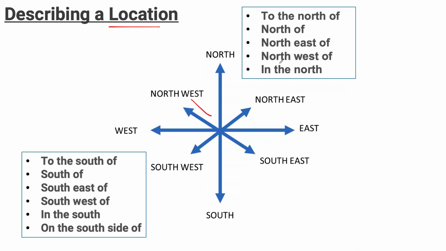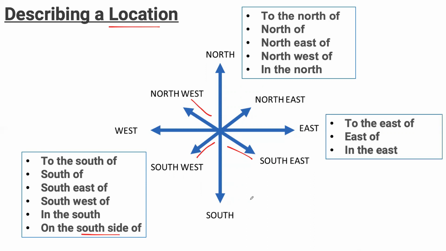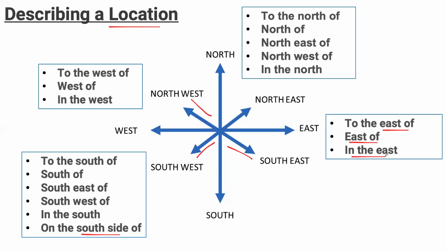Then when it comes to south, it's very similar. So we've got to the south of, southeast, southwest, in the south, and also for the south, you could say on the south side of something. Then let's look at the east. So we have to the east of, or just east of, or just in the east. And same thing for its counterpart, the west. To the west of, or in the west. This is going to be very helpful when talking about locations or things on our maps.